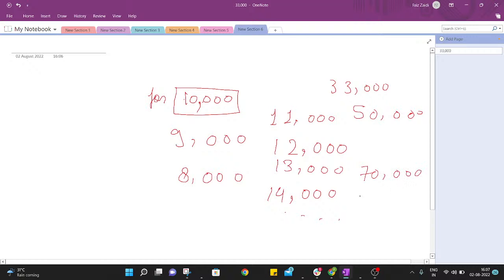I'm just skipping some numbers because there are so many numbers. I don't want to write all of them, and you also don't want to see me writing all of them. So suppose we are at 99,000. What number will you get if you are counting in thousands after 99,000? What is 99,000 add 1,000?